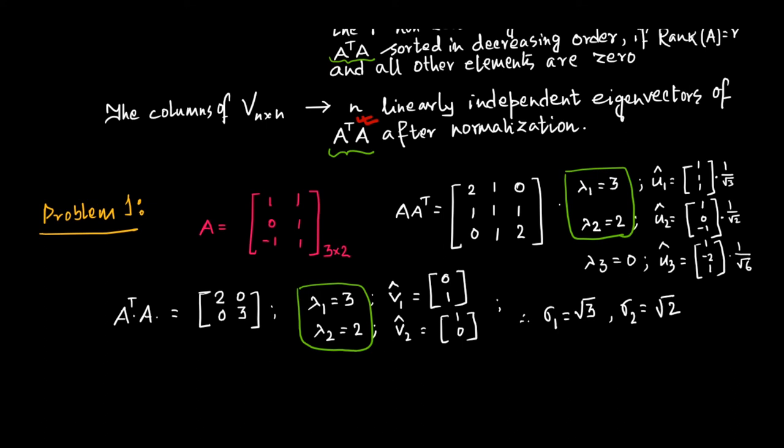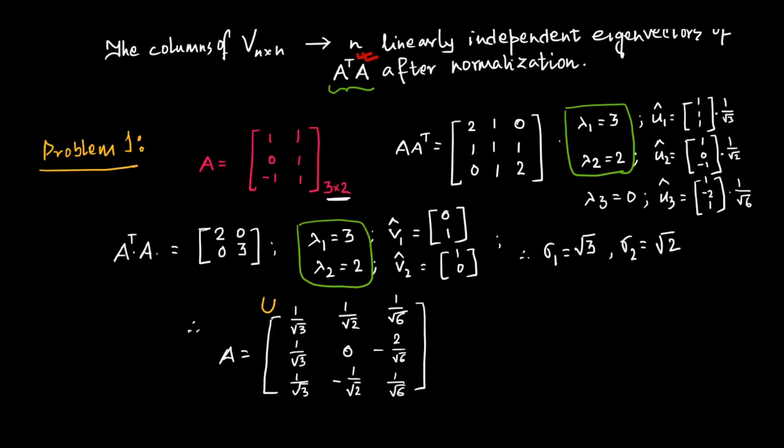So let us write everything down. And remember, in this case, A is a matrix of size 3 by 2. So your U will be a matrix of size 3 by 3. Capital sigma, which will contain the diagonal matrix, will be a matrix of the same dimension, 3 by 2. And your V transpose will be a matrix of size n by n. So A can be written as first U. What will be the columns of U? This U1 hat, U2 hat, U3 hat. So it will be 1 divided by square root of 3.